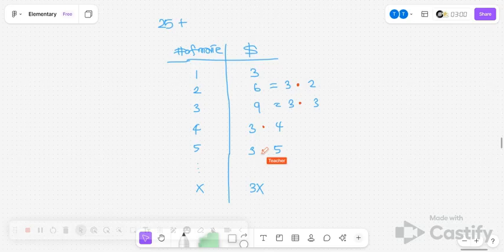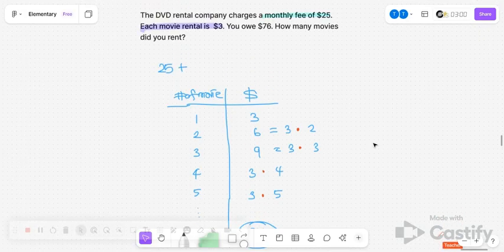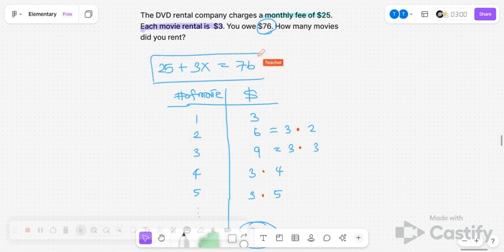So from this table, when you rent x number of movies, you're going to pay $3 extra. So the total amount that you have to pay is going to be that $25 one-time fee plus 3x, and you owe $76, so that total has to be equal to 76. We just finished writing this two-step equation. If you did it before watching, awesome. So let's try to solve this together.